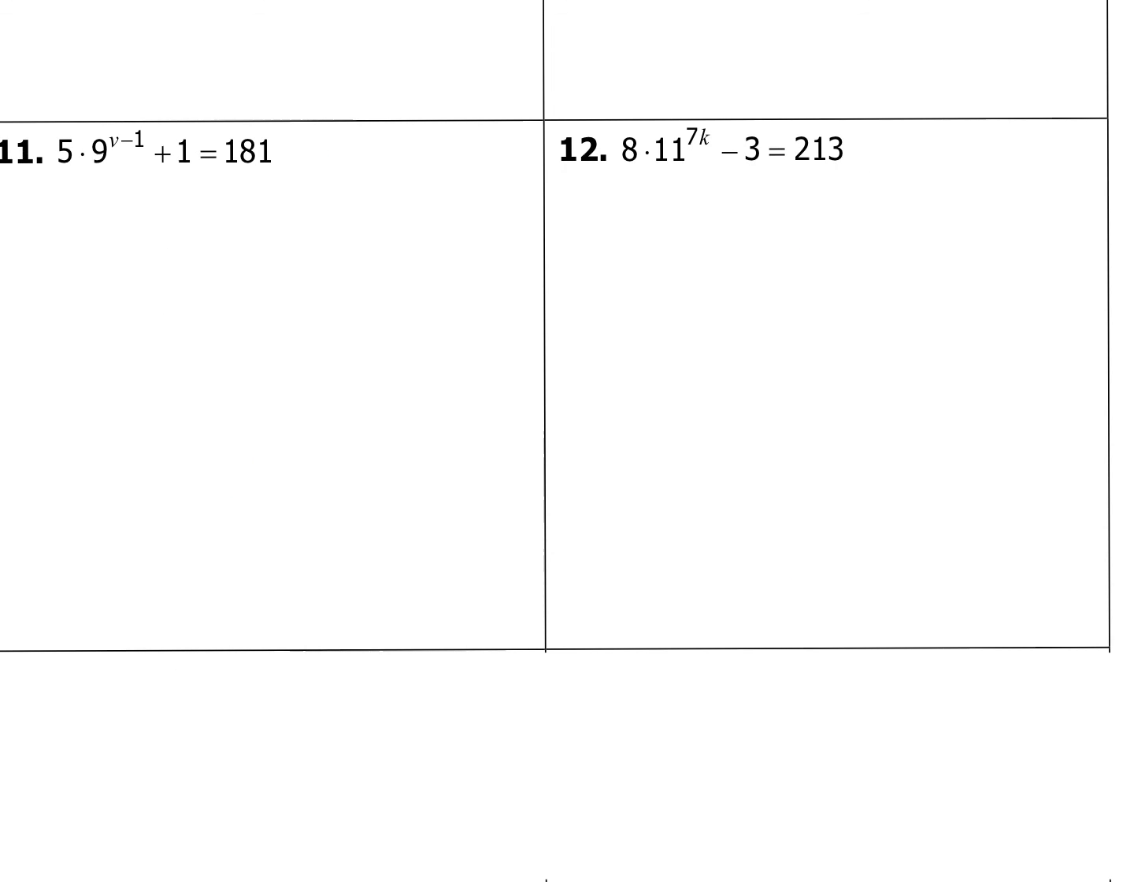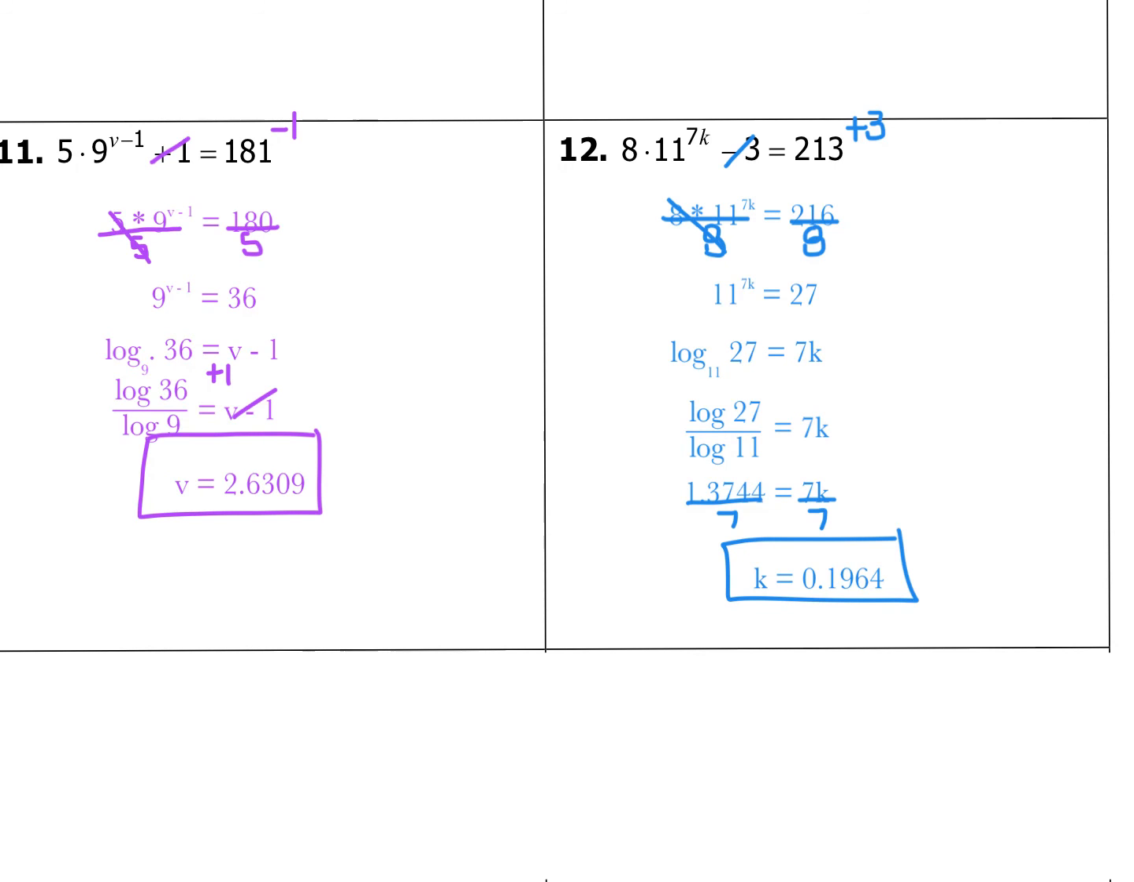All right, go ahead and do 11 and 12. Okay, so for 11, hopefully you were able to get 2.6309. And for 12, k equals 0.1964. So if you got those, go ahead and move on to the final 2 problems in this video. If you didn't, pause the video, look through my work, see where your work differs from mine, see what makes sense, what doesn't, and we will move on.